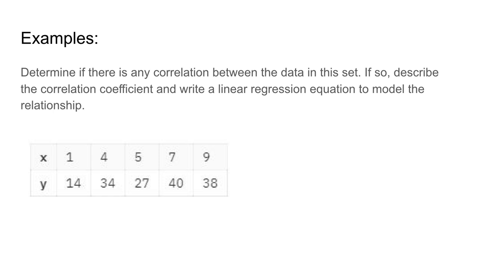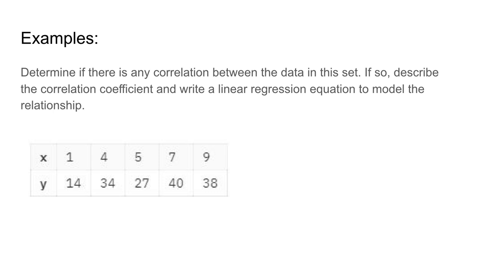1, 4, 5, 7, 9. Notice that the table this time goes horizontally, but these are all X's. So all those have to go in the L1 list. All these go together in the L2 list. So make sure that even though the table looks horizontal here, you're putting it in vertically in your calculator. So 1, 4, 5, 7, 9, 14, 34, 27, 40, 38. Again, once you get it loaded, go to Calc, go to option 4 for linear regression.